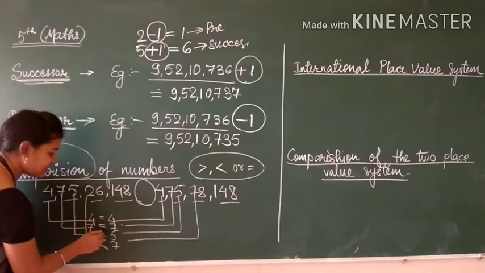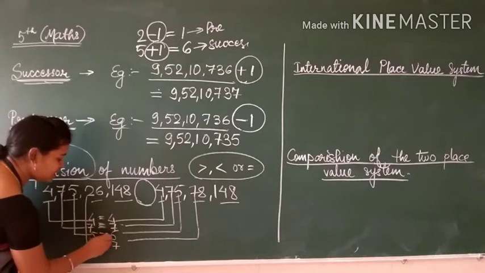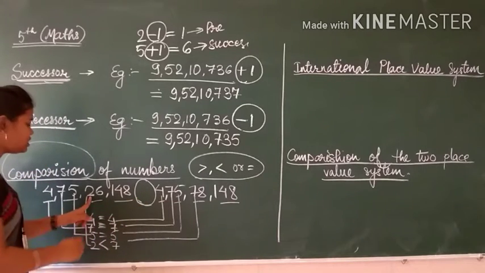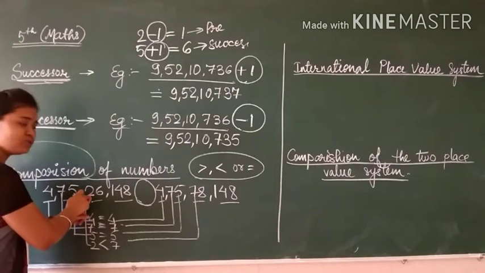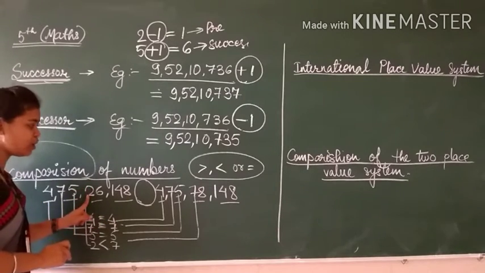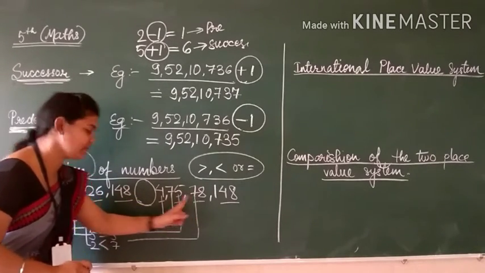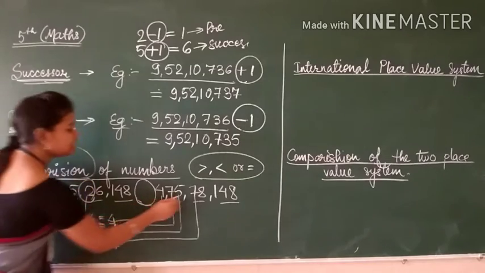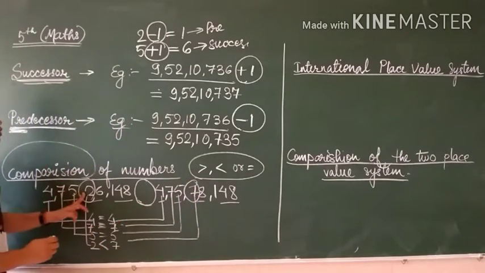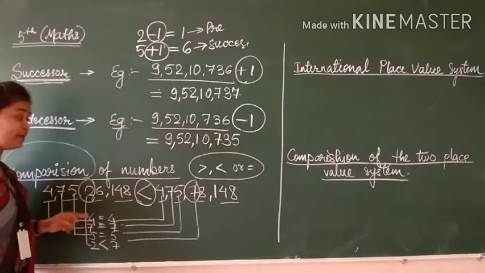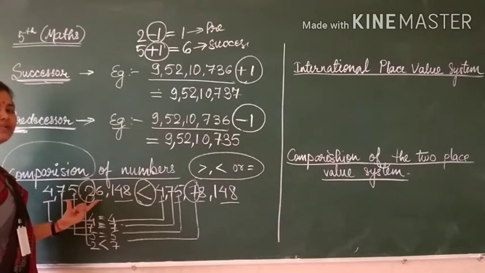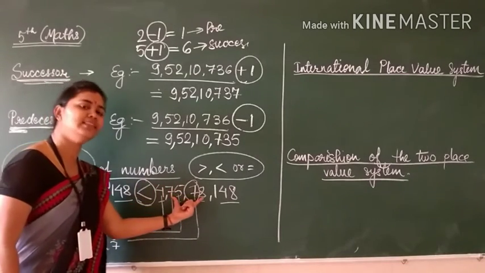So see here, these 3 digits are equal from both the sides, and the 4th digit from the left side, that means the 10,000th place, is smaller here and this one is greater here. This digit is different, and this one is smaller, this one is greater, so this number is smaller than this number.